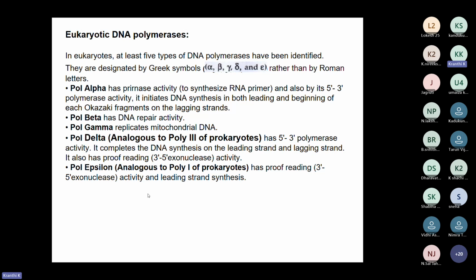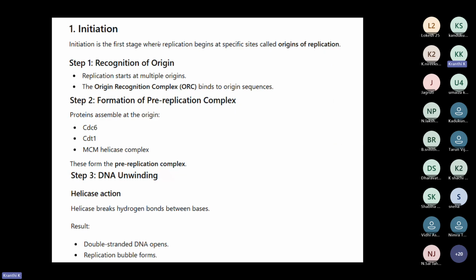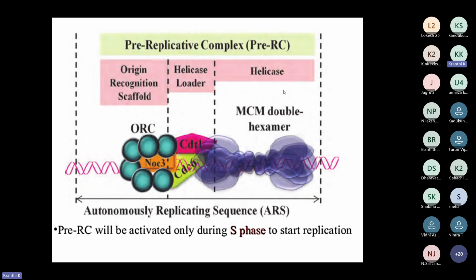Then coming to the initiation process, it is just like in prokaryotic replication. Initiation is the first stage where replication begins at specific sites called the origin of replication, the ORI site. See how it recognizes that origin. In prokaryotes, it will check the 245 base pair sites and recognize that one. But here, it recognizes the origin using the origin recognition complex, ORC.